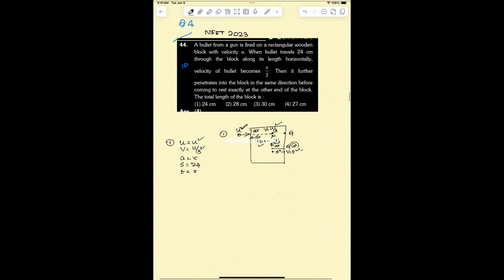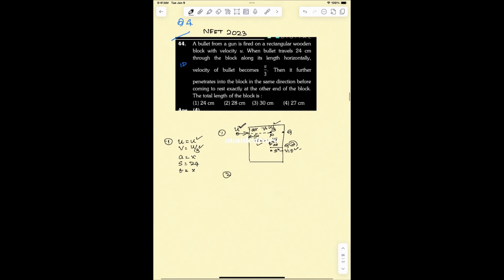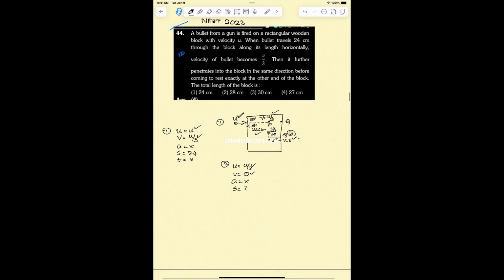A is also not given. Okay. Now the second situation is u is given as u by 3. V is given as 0. A is again not given. S is not given, but it has to be found out, because they are asking for the total length of the block. That means we have to find this second distance and add it to the 24 centimeter to give the answer.